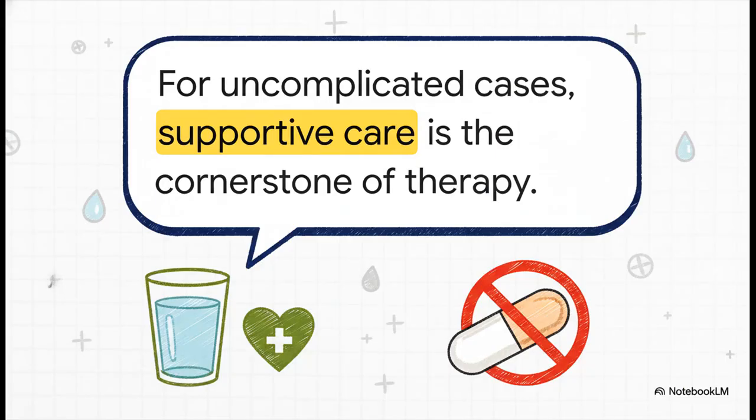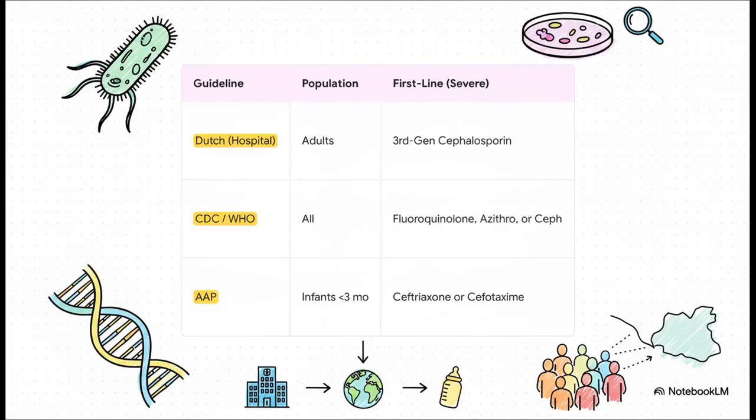Now, this is maybe the single most important takeaway for treatment. For your average healthy person with straightforward gastroenteritis, you do not reach for the antibiotics. The cornerstone of therapy is supportive care, basically just rehydration. Using antibiotics won't make them better faster, and you might actually make things worse by prolonging how long they shed the bacteria. But when things do get serious, that's when the guidelines kick in. And they're not all the same.